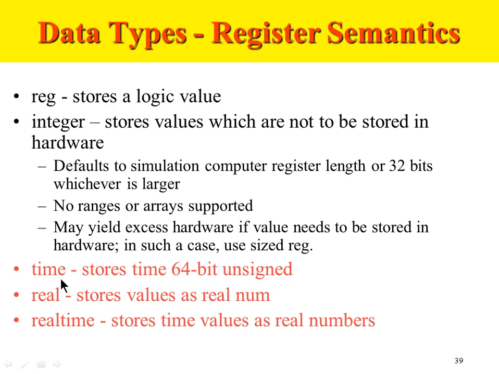We have something called time as a data type also, which can hold 64-bit unsigned numbers. We have something called real as a separate data type. Real can hold real numbers or fractional numbers. And then we have real time, which can hold fractional number of times. So fractional number of times could be 10.1 nanoseconds, 30.20 nanoseconds, so whatever fractional time value. Time will hold unsigned 64-bit number, real fractional numbers, and real time fractional time numbers.